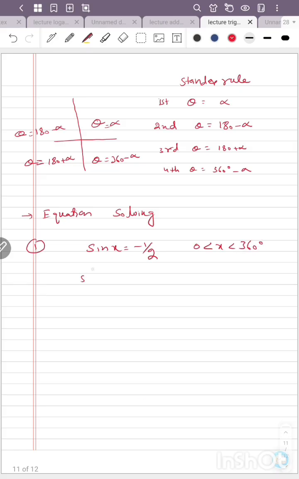Here student, we write alpha equals sine inverse of 1 by 2. Why am I writing 1 by 2? I'm not writing minus 1 by 2 because we have to ignore the sign, this is our basic angle.